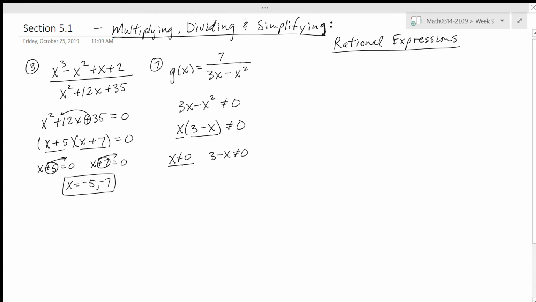And the first one is done already. X cannot be 0. And for the other one, I'm actually going to move over the negative x. Do you see, by moving the negative x, it makes it positive, and then I know what x cannot be. X cannot be 3. Anybody have any questions so far?